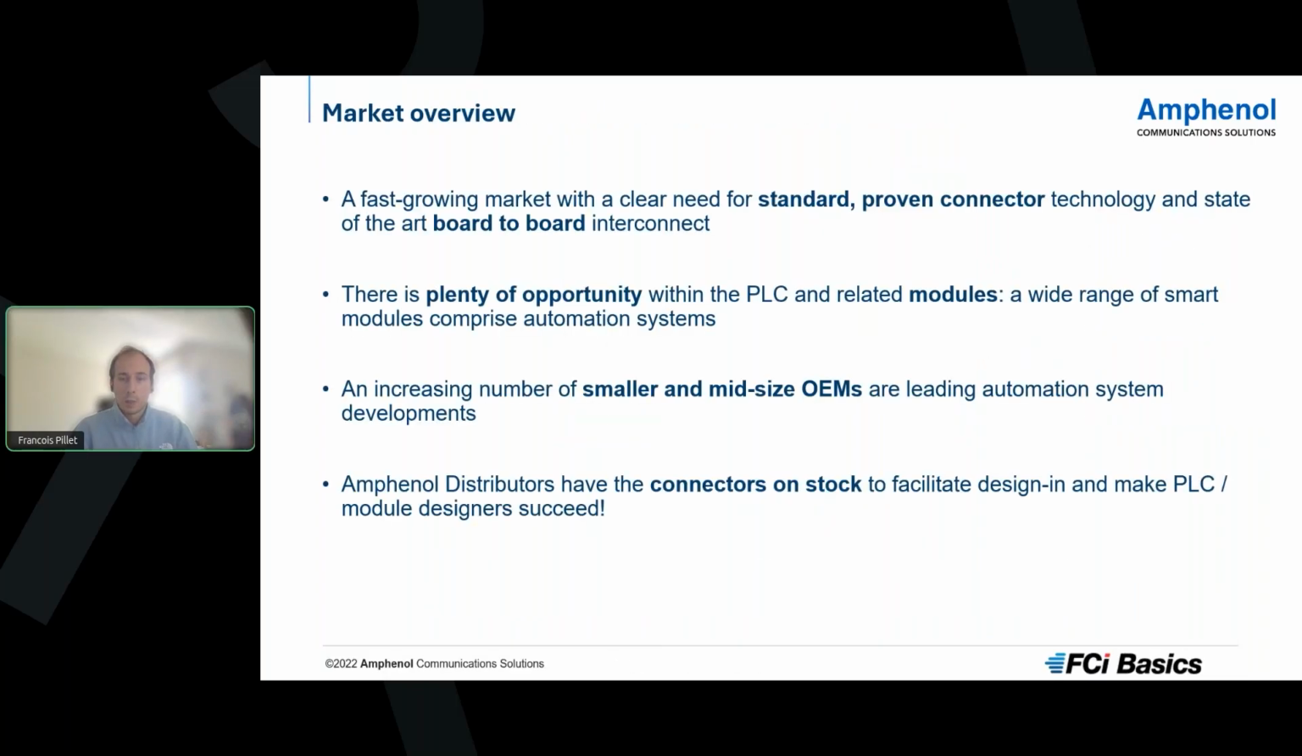From a market perspective, we can see that the PLC market is fast growing because it favors standard, proven connector technology with state-of-the-art interconnect. The growth can also be explained by the number of related modules added over time and the increasing number of features centralized into the CPU modules. Market players are diverse, and we can see small and mid-sized OEMs leading with new automation development, and we can expect to address these needs through our distribution partners, and this is why the connectors that we will show you today are standard items, available on stock at distribution. This makes designing even more simple.